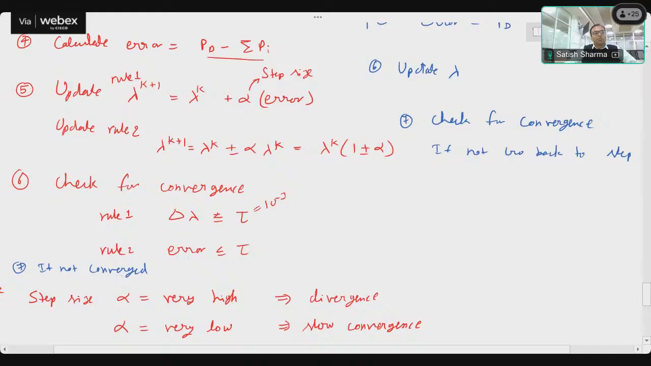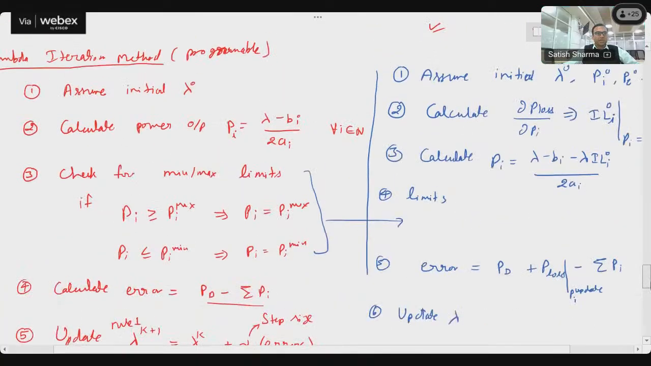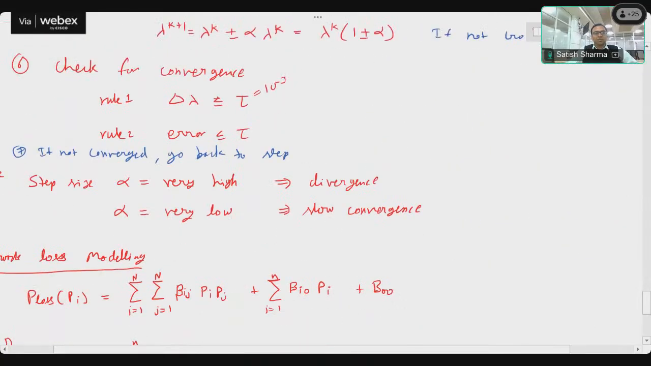So if not converged, then we will go back to, I think, the same step. Let me see if it is correct. I will go back to step number 2, and we will repeat it.